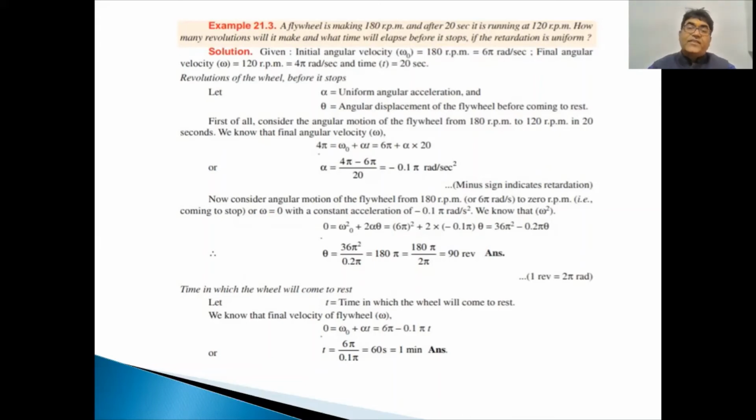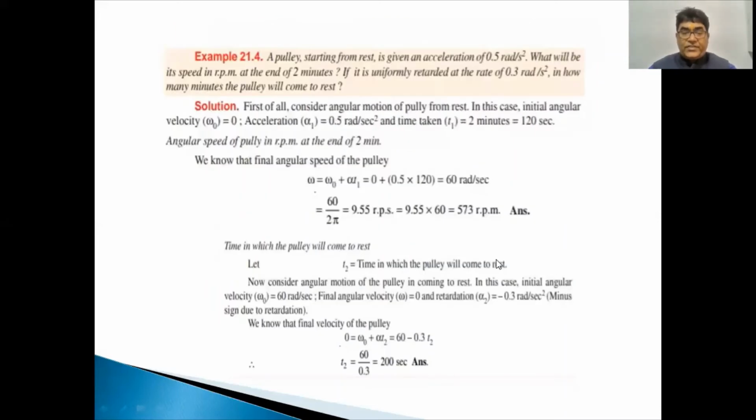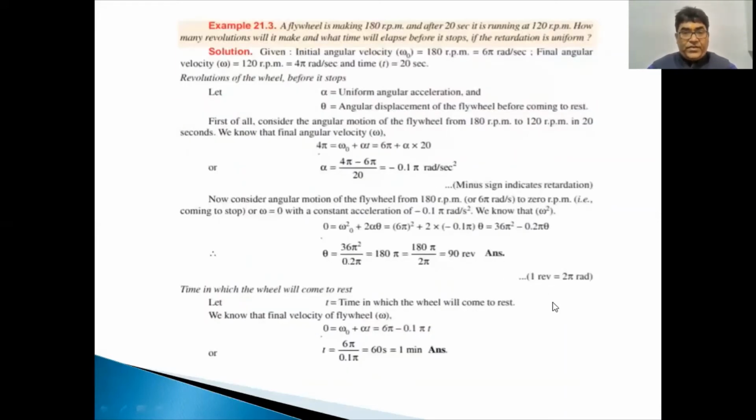Applying the various constants in the formula, we get 0 is equal to omega 0 square plus 2 alpha into theta, that is 0 is equal to 6 pi whole square plus 2 into minus 0.1 pi into theta. Solving this equation further, we will get the value of theta as 180 pi, converting it into revolutions, that is 90 revolutions. Okay.